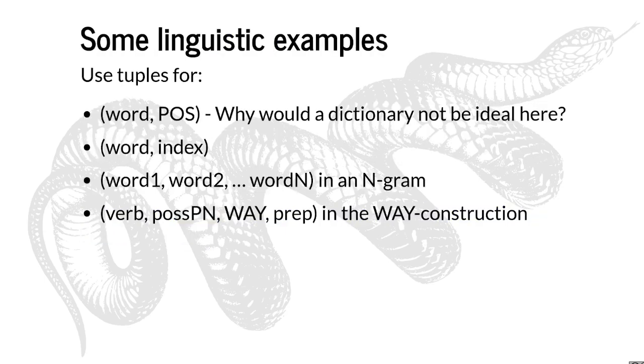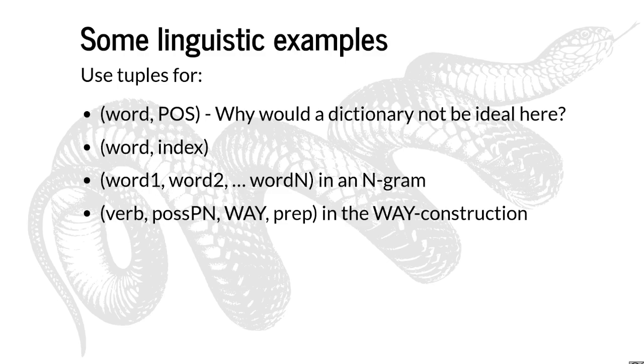Mostly, if we think about this in linguistic terms, word and part of speech would be a great example where a tuple makes sense. You can also think why a dictionary would not make sense here, for every word to assign a part of speech in a dictionary format, where the word is the key and the part of speech is the value. Word and index as well, and that's actually if you use the enumerate function on a word list, that's precisely what you get, the word itself and its corresponding index position.